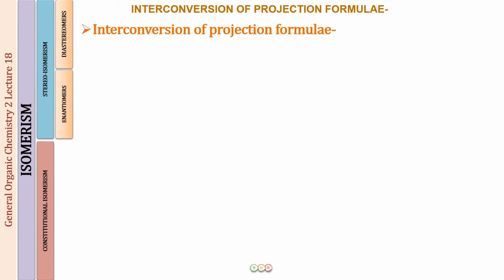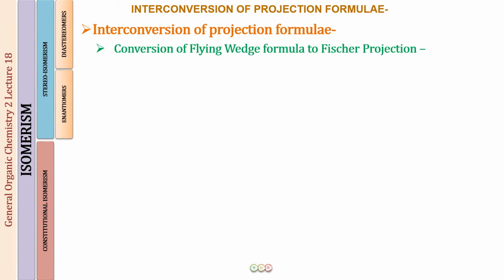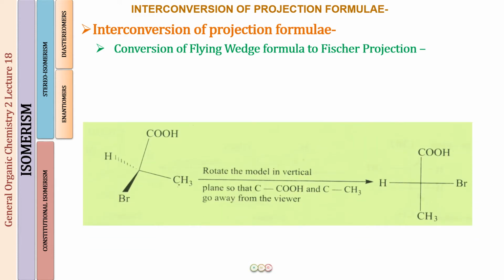In the interconversion of projection formulae, the first that we will be learning is the conversion of a flying wedge formula to a Fisher projection, and we will do that with the help of an example of 2-bromopropanoic acid: carbon number 1, carbon number 2, carbon number 3, and bromine at position number 2. So 2-bromopropanoic acid, this is the flying wedge formula, and this is the Fisher representation for the same molecule. So how do we convert this into this?